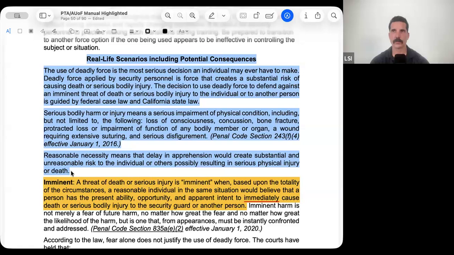Serious bodily harm or injury means a serious impairment of physical condition, including, but not limited to, the following: loss of consciousness, concussion, bone fracture, protracted loss or impairment of function of any bodily member or organ, a wound requiring extensive suturing, and serious disfigurement. Penal Code Section 243(f)(4), effective January 1st, 2016. Reasonable necessity means that delay in apprehension would create substantial and unreasonable risk to the individual or others, possibly resulting in serious physical injury or death.